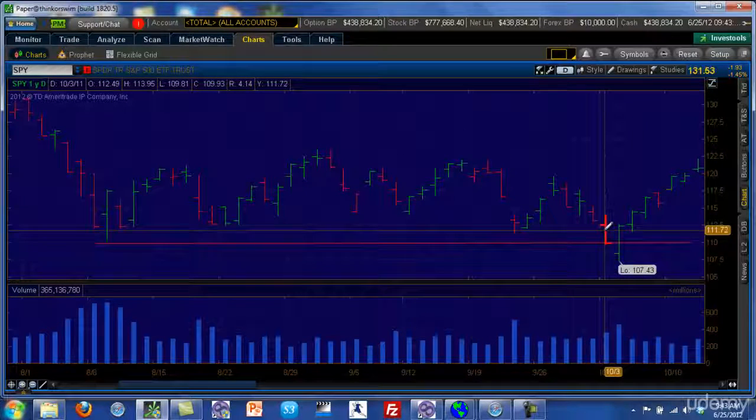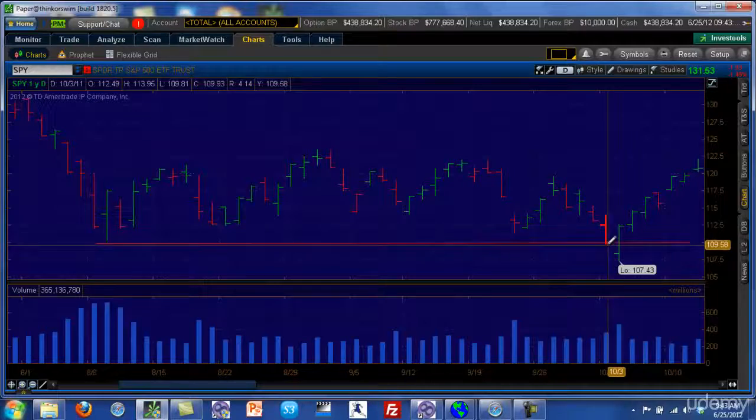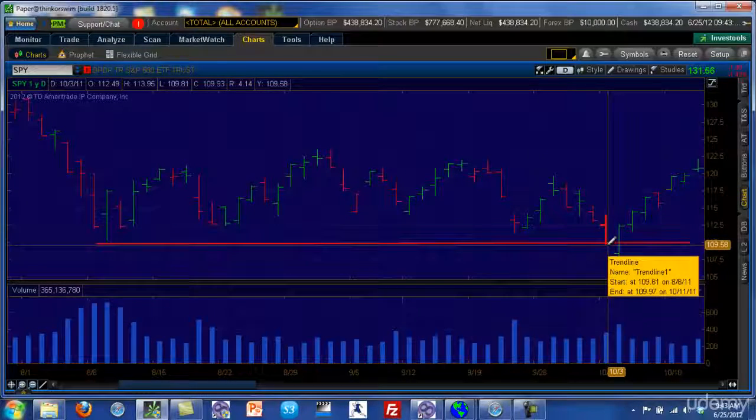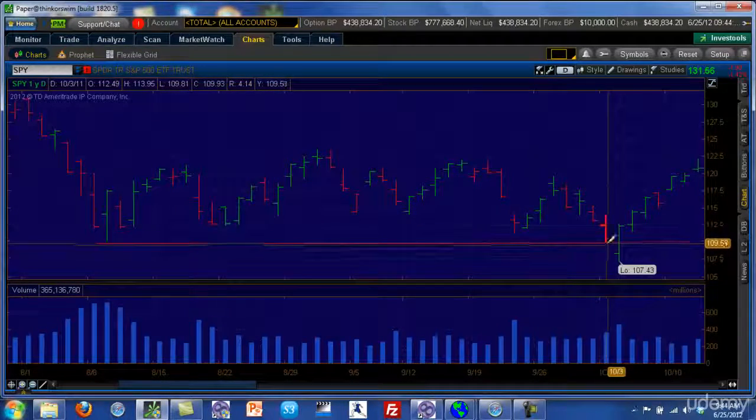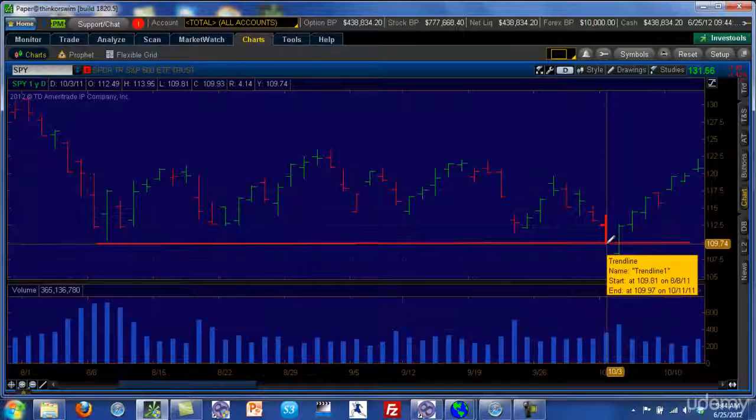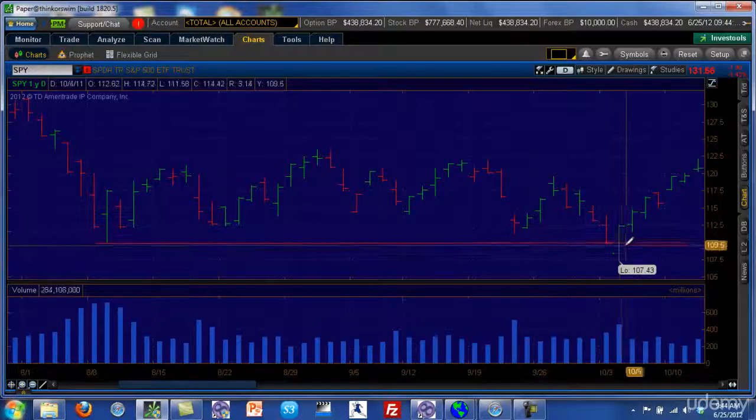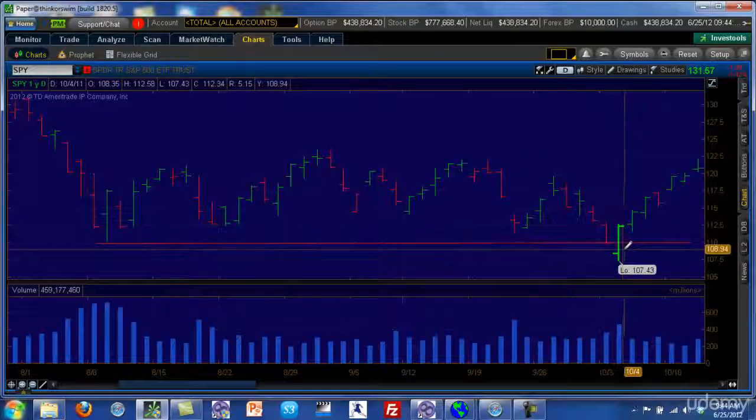So if you look at this bar, it closes right on this support line, but it closes at the bottom. So at this point, you're not sure if this support area is going to hold or not, because the day closes at the bottom, it closes on the support line. And so now you have to wait for the next day to see what's going to happen with the spiders.